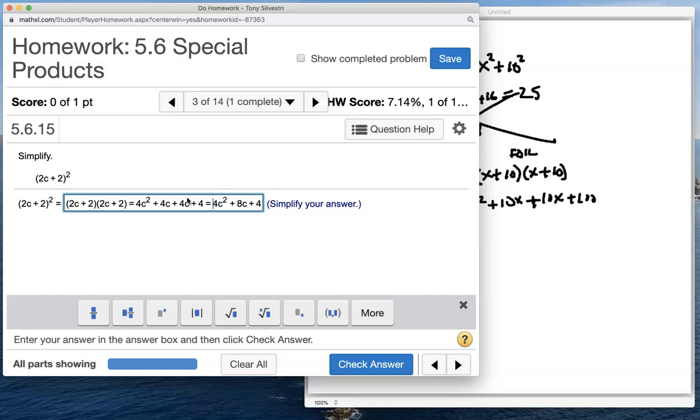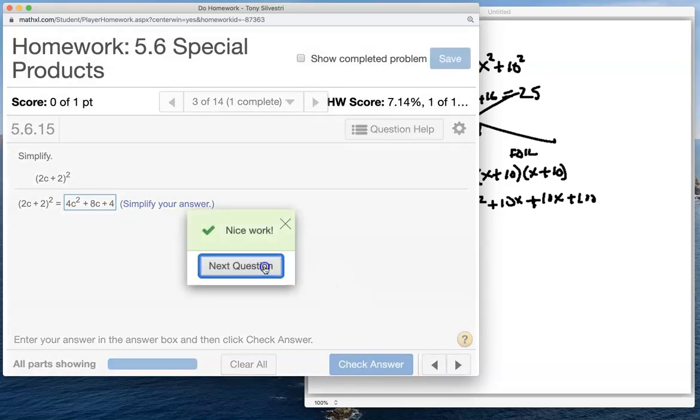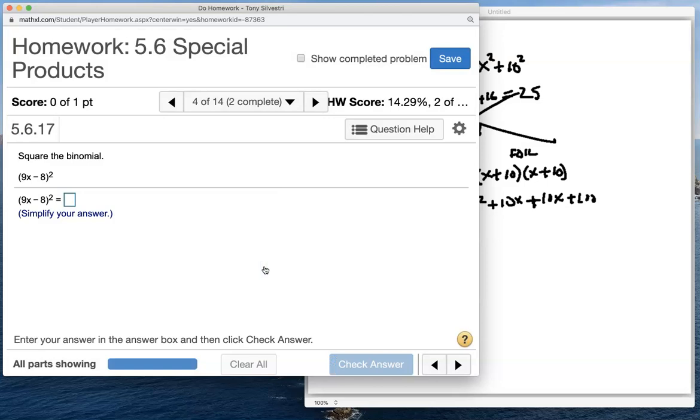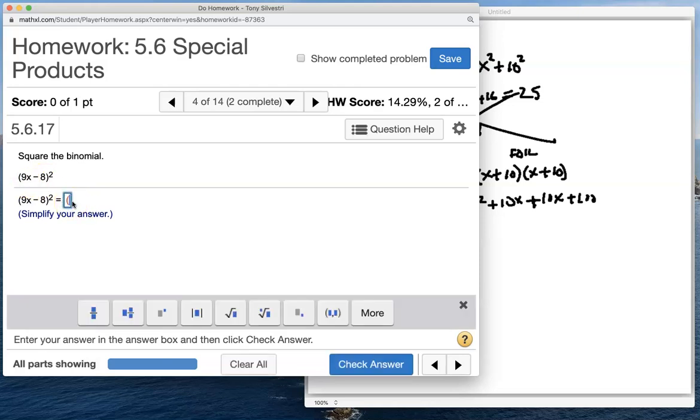So let me erase all the stuff in between so I can at least see the green box. Check your answer. Great work. Okay. Square the binomial. Fancy word for what we just did already. This is a binomial. That bundle's a binomial. And you're going to square it. So you're going to do this: 9x minus 8. You're going to rewrite it longhand so that you're going to do a FOIL. So if you're not FOILing, you're doing something wrong.